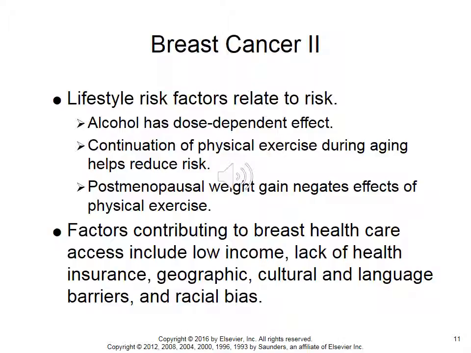Some other factors that contribute to breast health are low income, lack of health insurance, your geographic region, culture and language barriers, and racial bias. And these are just because the clients might not have access to the same screening that other clients would, and maybe just don't have the general knowledge. Also, if they don't have healthcare insurance, they don't have the finances to be able to pay for the screening.